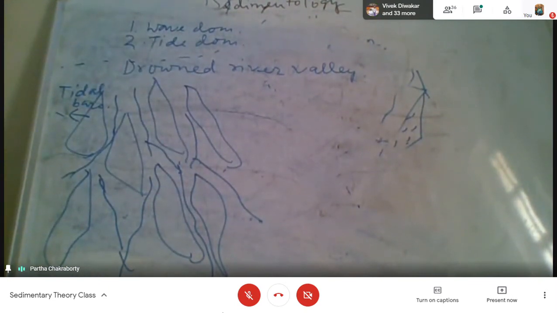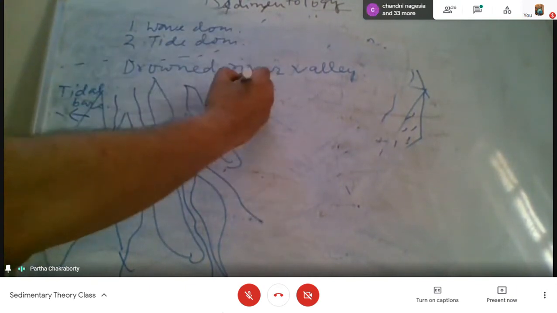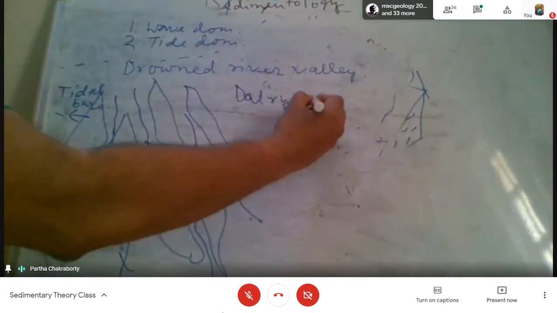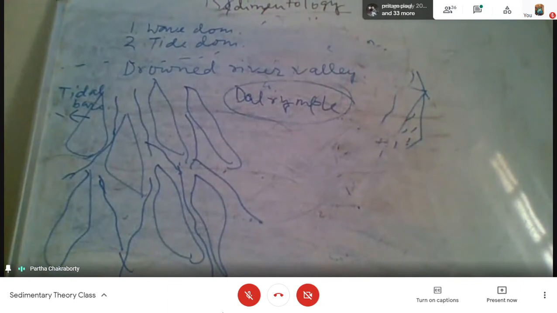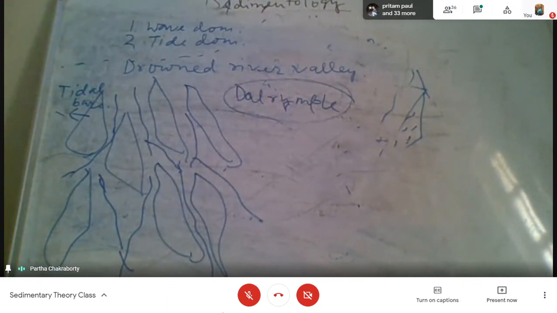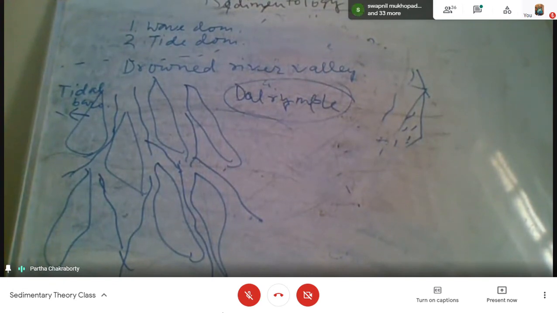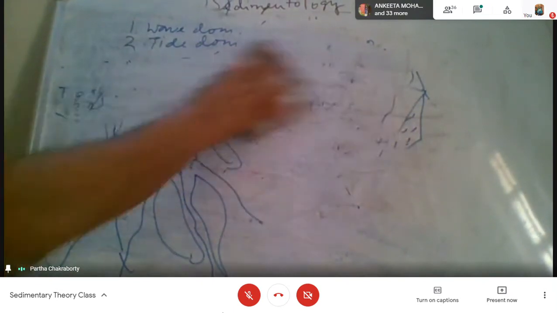The person who gave the model of this estuary is Dalrymple. He gave the depositional models of the wave dominated delta, and I will now draw both the deltas, both the estuaries, and then discuss it.